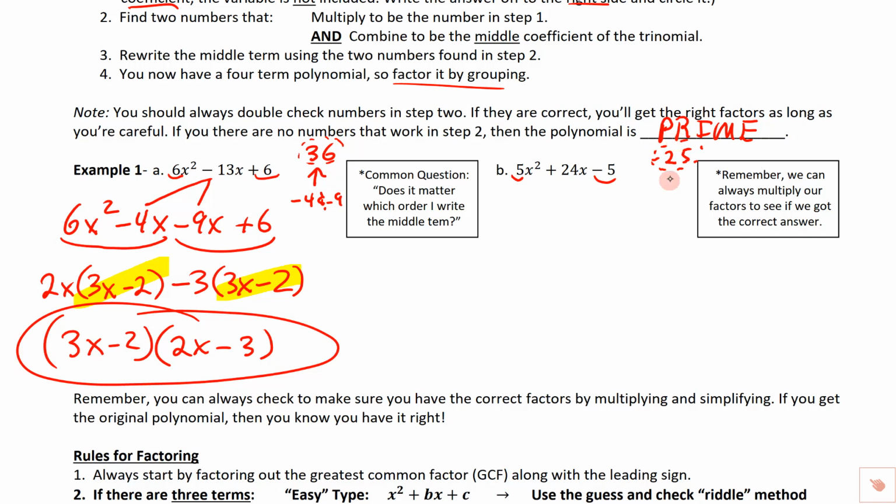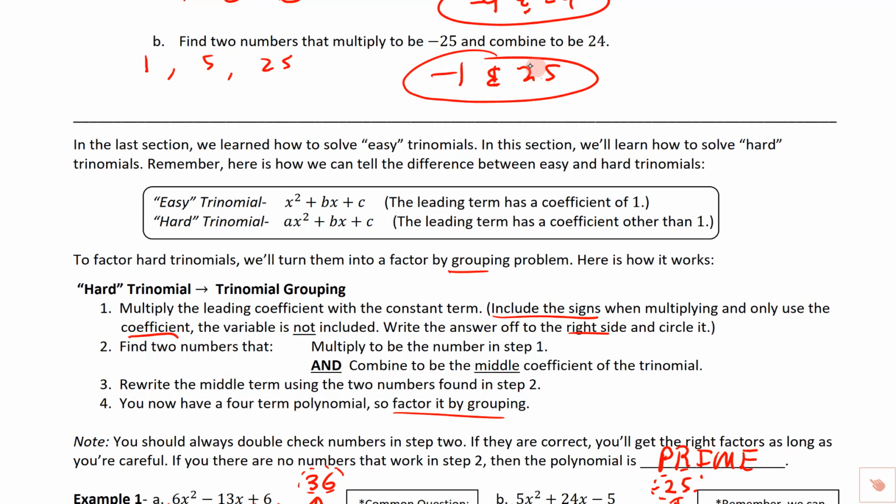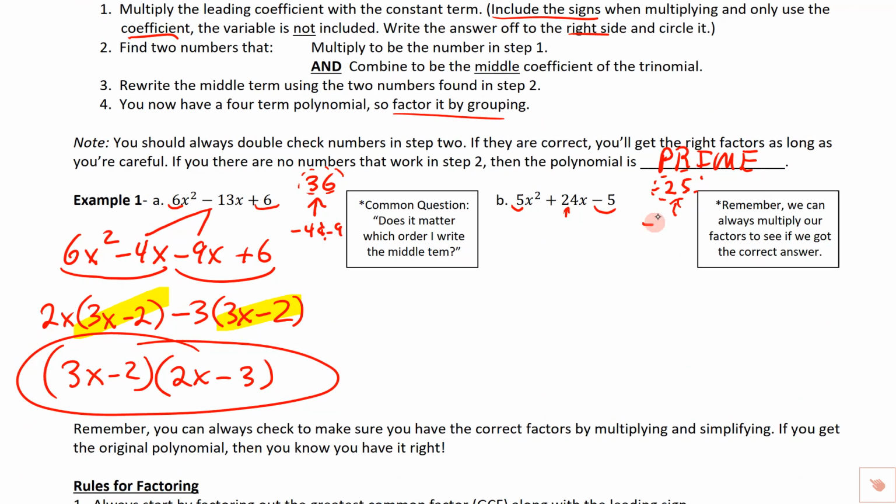Now, what we're doing is we're finding numbers that multiply to be this one and multiply to be that one. So we need numbers that multiply to be negative 25 and combine to be positive 24. Well, just like I said before, it's a problem from the warm-up. So that's going to be negative 1 and positive 25. So I'm going to write negative 1 and positive 25.